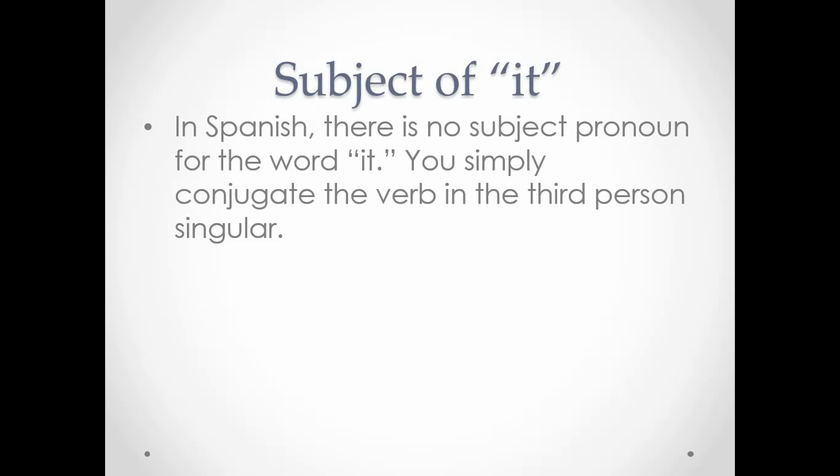Now there is an object pronoun for it. So if I say like, it is blue, there's no subject pronoun. But if I say like, I need it, it is an object there, there's a pronoun for that. We won't get to that until second semester, however. So when you see it as the first word in a sentence in English and you want to translate it, just use the third person singular form of the verb and no subject pronoun.